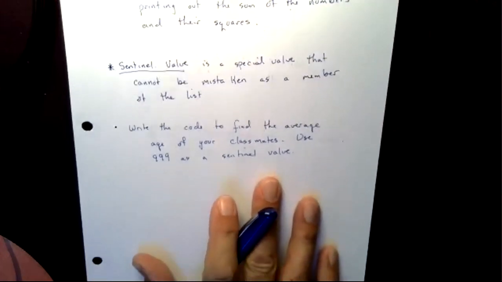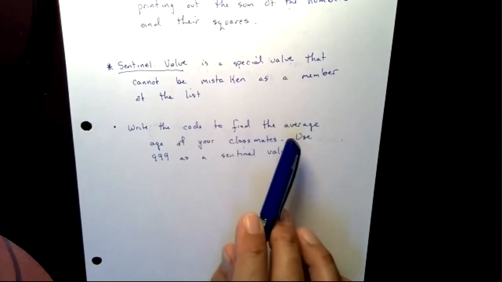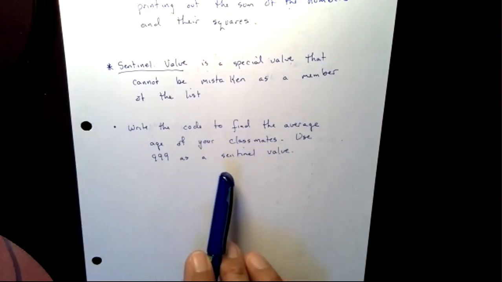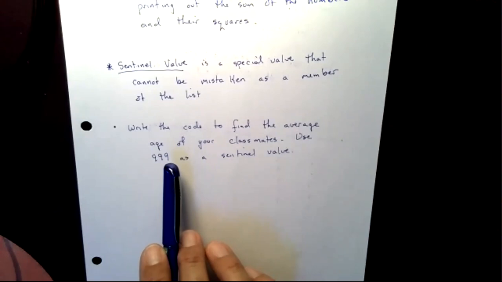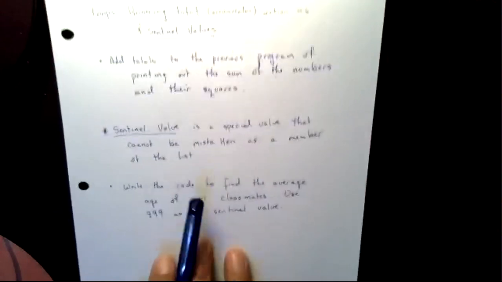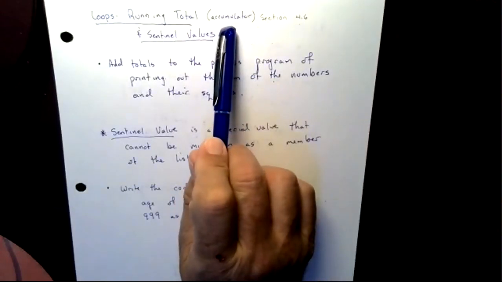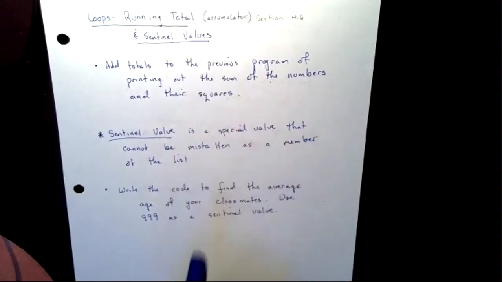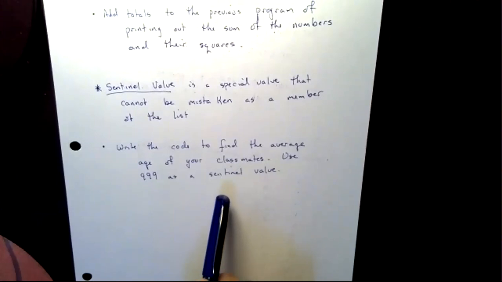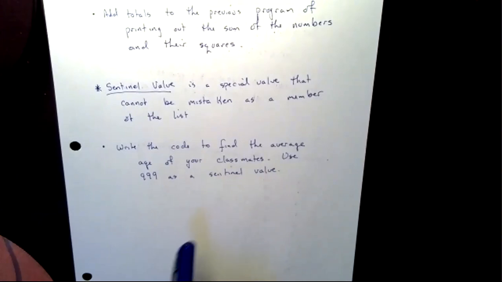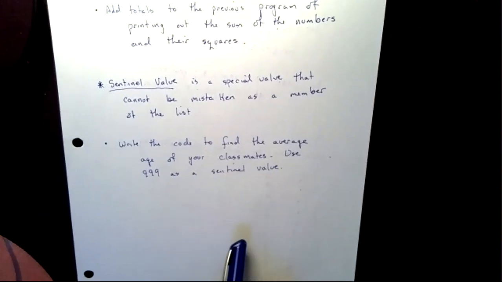Okay. Well, here's an example. Write the code to find the average age of your classmates. So we're going to keep inputting numbers until a 999 is entered. At that point, you're done. You're going to get out. You need an accumulator to keep adding up the students' ages. And then you're going to need some sort of counter to keep track of how many there are. And then when you jump out, you take the accumulated value divided by how many students there are to get the class average.